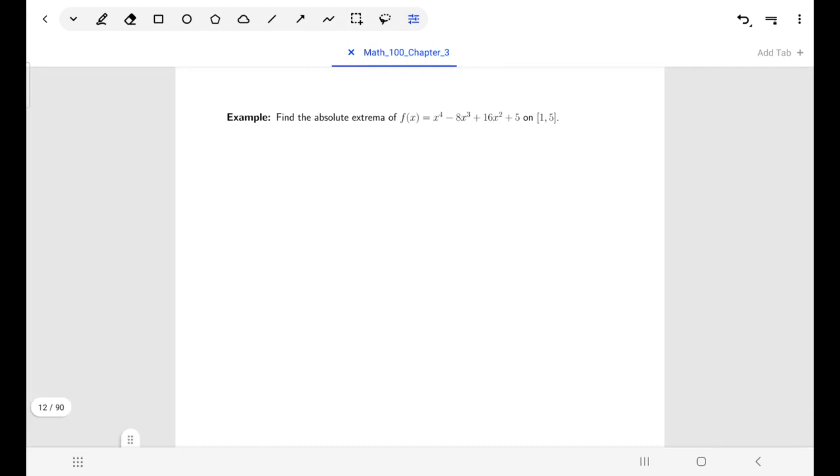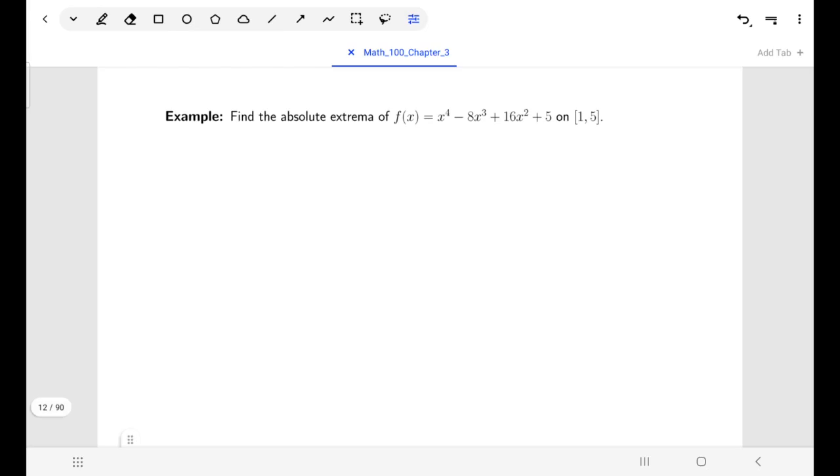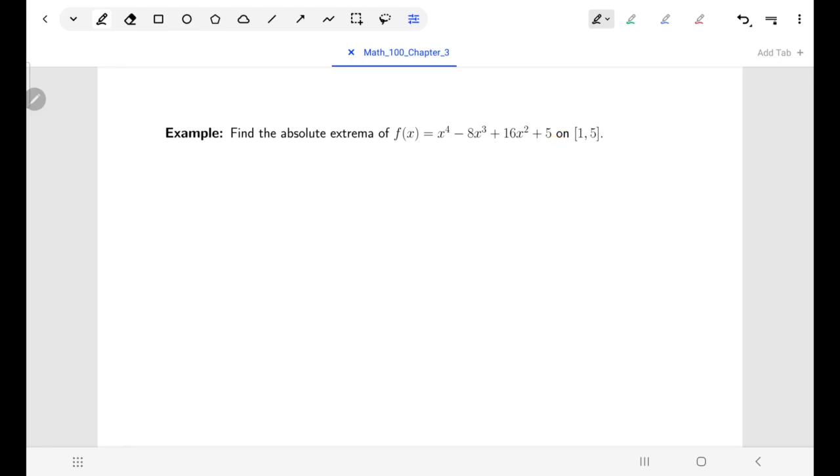The first one is this function, not a very nice function. It's a polynomial of degree 4. We're looking to find the absolute extrema on the interval from 1 to 5. So first things first, I know that f is a polynomial, and polynomials are continuous everywhere. So we are definitely continuous everywhere, which means we're also definitely continuous from 1 to 5. And so we're continuous on a closed interval, which means the extreme value theorem applies.